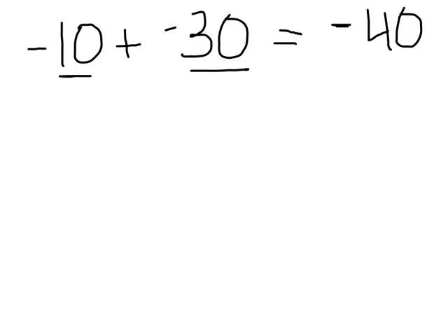This is like saying I borrow $10 from Mr. Walther, and then I go back and I borrow 30 more. Well, now I owe him $40, and money that I owe is always going to be negative. Let's do one more, and then we're going to practice.